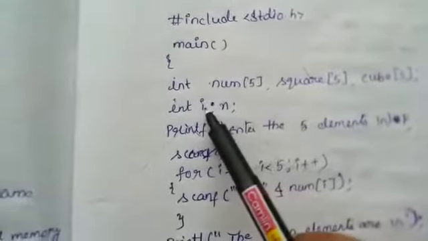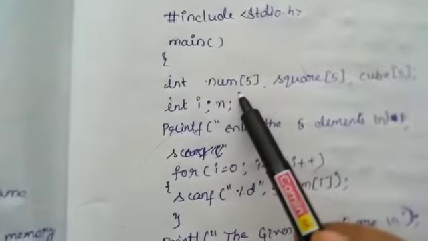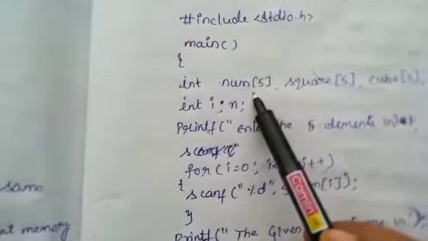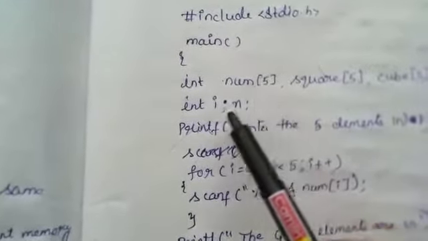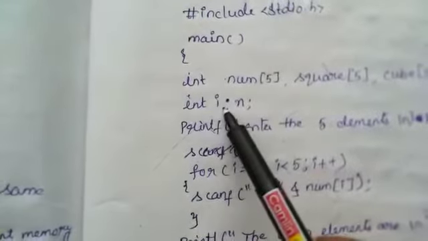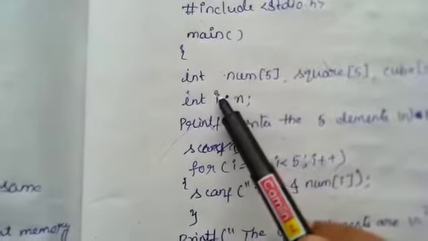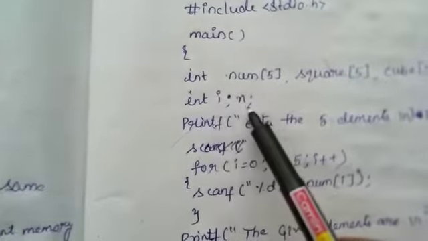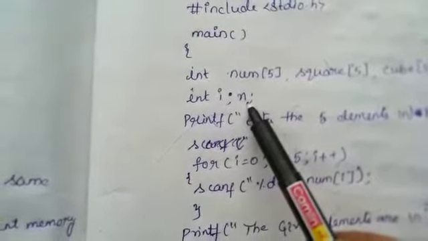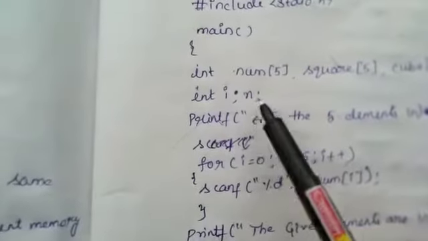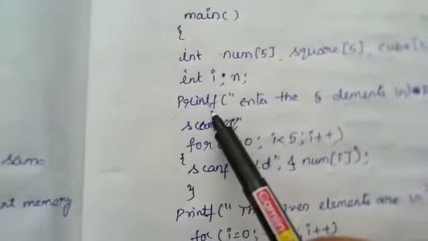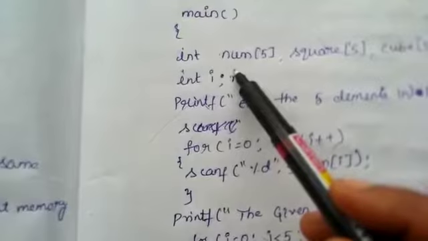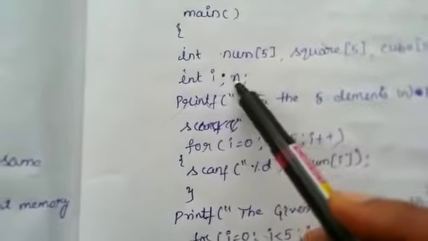For accessing these arrays we use loops, because arrays can be accessed through loops. So we are taking i as the variable. We do not need n here, I think there is no need to have n.